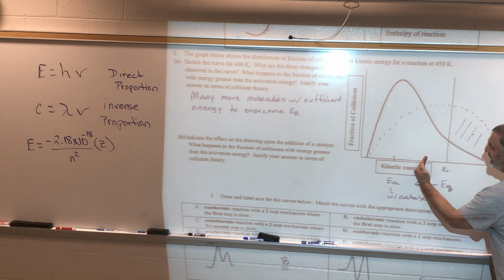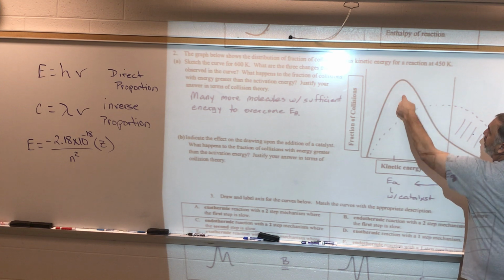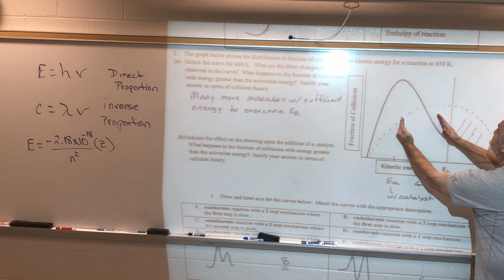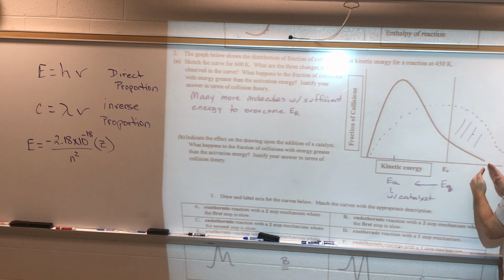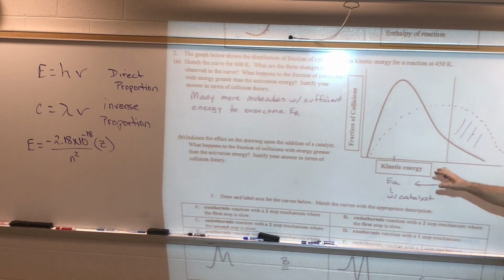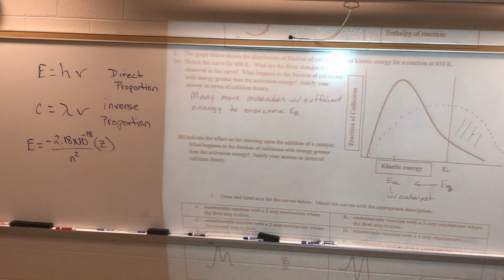So on this graph, EA is going to move then to the left. So now even all these molecules would have enough energy to overcome EA. So changing temperature moves the graph. Adding a catalyst moves the activation energy. We've talked about that a lot, but again, you know me, this Maxwell-Boltzmann temperature distribution graph, that's one of my favorites. All right.